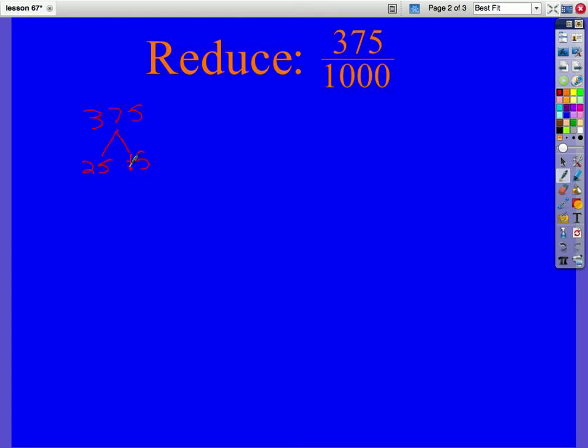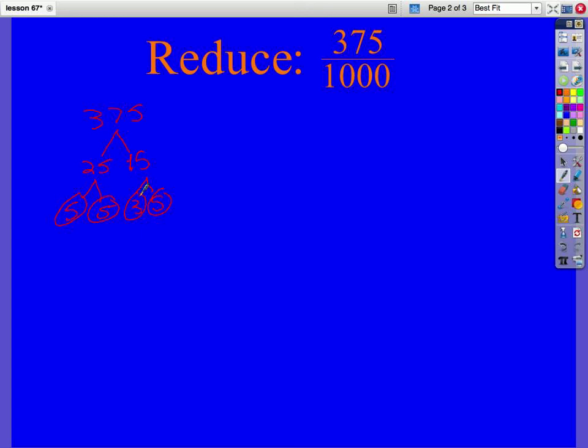Now, remember I need to keep breaking these down. Okay, so I know this is 5 times 5. Those are both primes in this circle. This is 3 times 5. So I can circle. Okay, I'm going to do a shortcut for 1,000 that we talked about earlier.